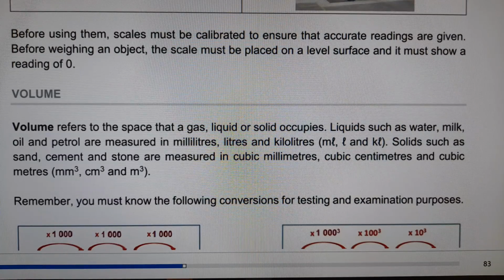Okay, before using, the scales must be calibrated to ensure that accurate readings are given. Before weighing an object, the scale must be placed on a level surface and it must show a reading of 0. Always when you weigh, just make sure that when you start, the scale is at the 0 marking. And let's look at the volume now.